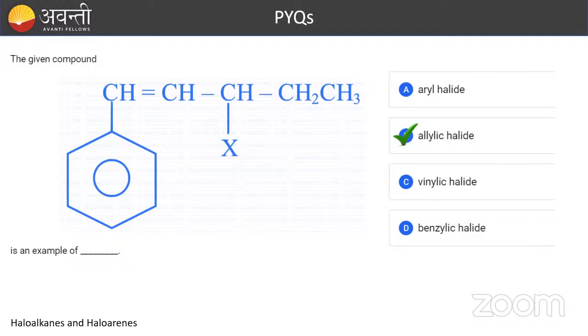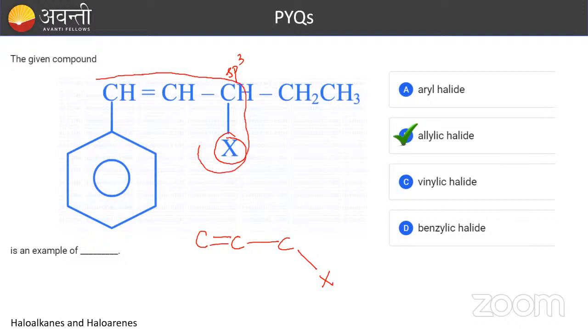Option B is the correct answer. It is an allylic halide because the halogen is attached to the carbon which has only single bonds, so it is an sp3 hybridized carbon. It is attached to an sp2 hybridized carbon, which is also attached to another sp2 hybridized carbon. So we have carbon, double bond carbon, single bond carbon, and it is attached to halogen. I told you, right? Double bond, and single bond. This kind of pattern is an example of an allylic system.